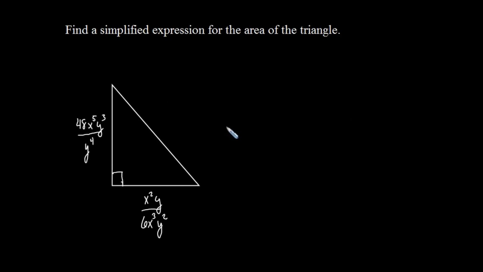In our third example, we're asked to find a simplified expression for the area of a triangle. So we're using a different formula. We're using the formula for the area of a triangle, which is area is equal to 1/2 base times height. And then we'll just plug in for the base and the height and simplify that expression.